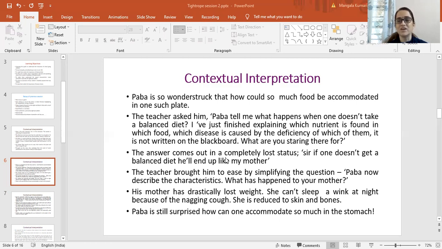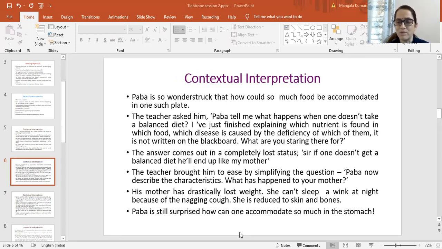The answer comes out in a completely lost state. Baba is so lost, because a conflict is going on between the street performing and the classroom teaching of the diet. So he's lost in his thought, in his reverie, and all of a sudden he's completely blank. He doesn't know what to say, but he has to answer. So he answered agitatedly, sir, if one doesn't get a balanced diet, he will end up like my mother. He knew that. Out of experience the words came out.